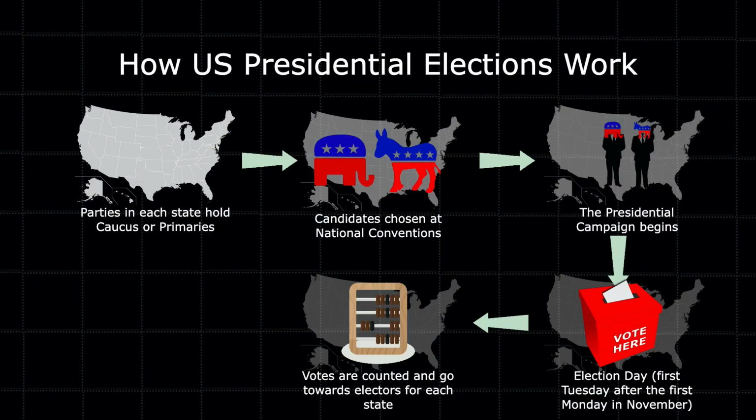Then, when the votes are counted, they don't go towards who they want to be president, they go towards the people who get to decide who gets to be president. These people are called electors and belong to the Electoral College. There are 528 electors across the country.